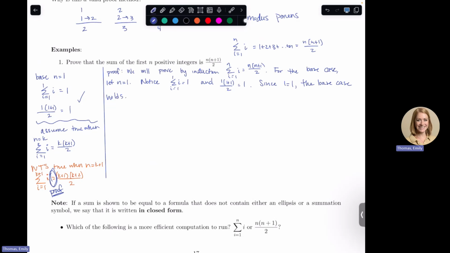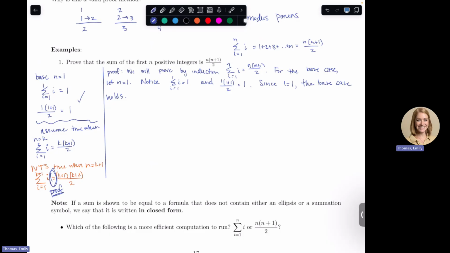Okay, so far what we have is that we can get on the ladder. We'll prove by induction that the sum of the first n positive integers is n times n plus 1 over 2. So positive integers, that means our lowest number is 1, so we're going to let n be 1, show it works then. We're going to look at each side of that equation separately.